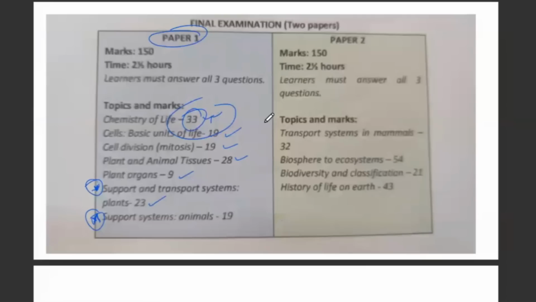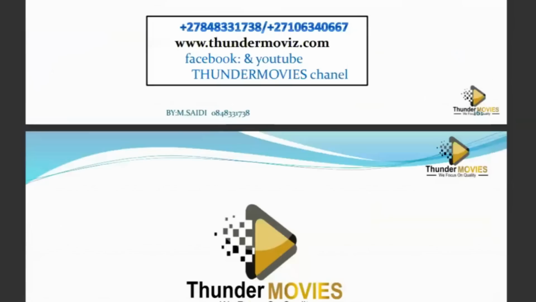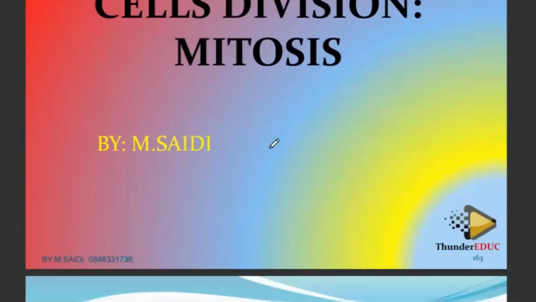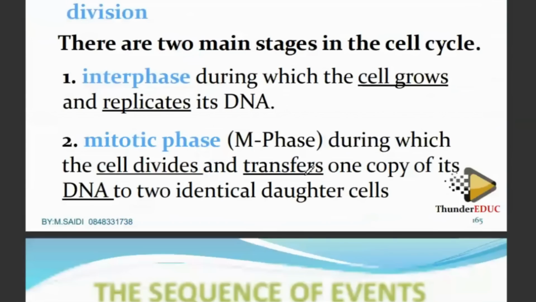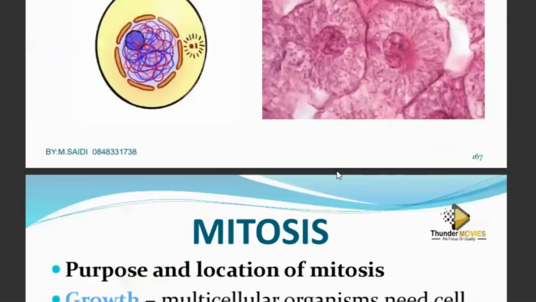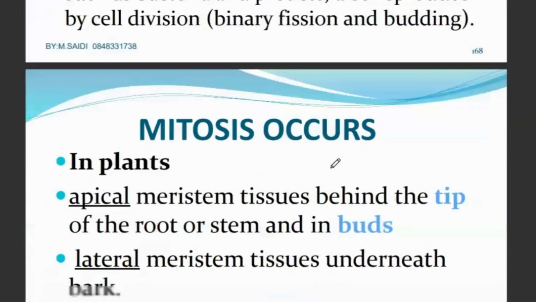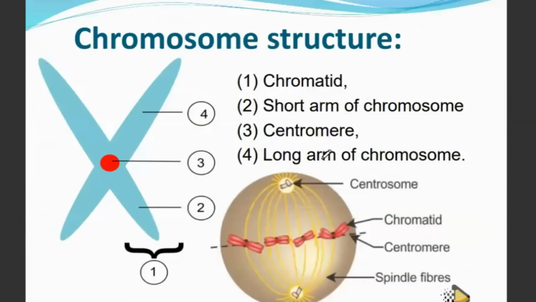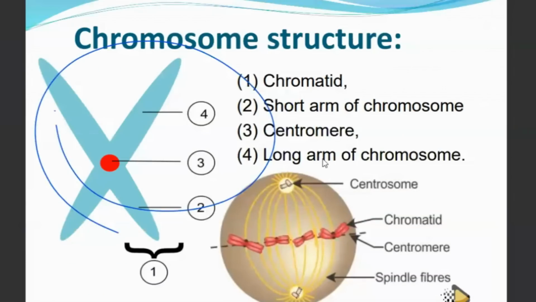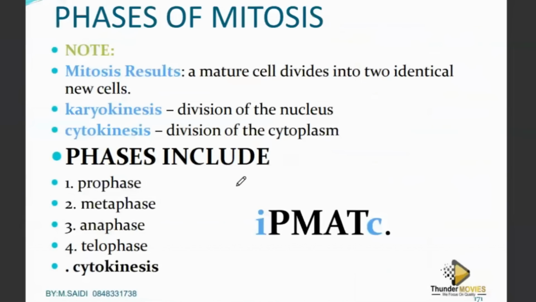Now, this is a chance to score these 19 marks. You see that the previous topic is too big, it's 19 marks. But this coming one is small, but also has 19 marks. So it means that we can maximize those 19 marks and we don't lose them. What are you supposed to focus more on here? The phases. Please know the phases. The structure of a chromosome, please know how to label the structure of the chromosome.